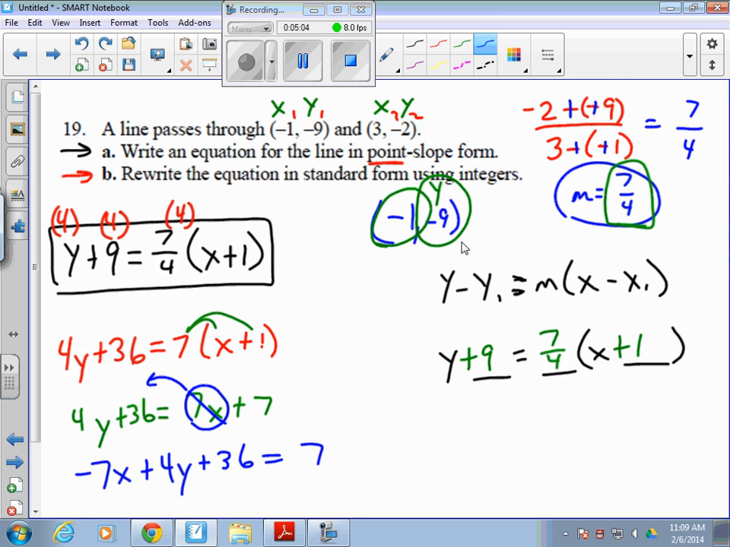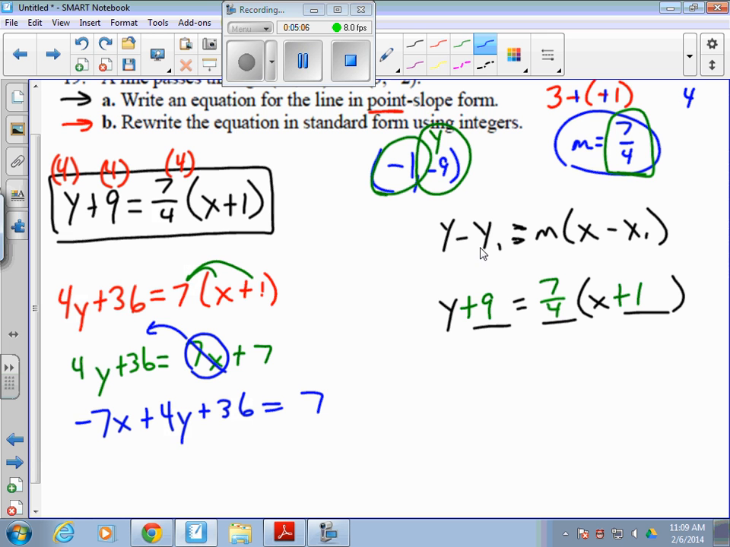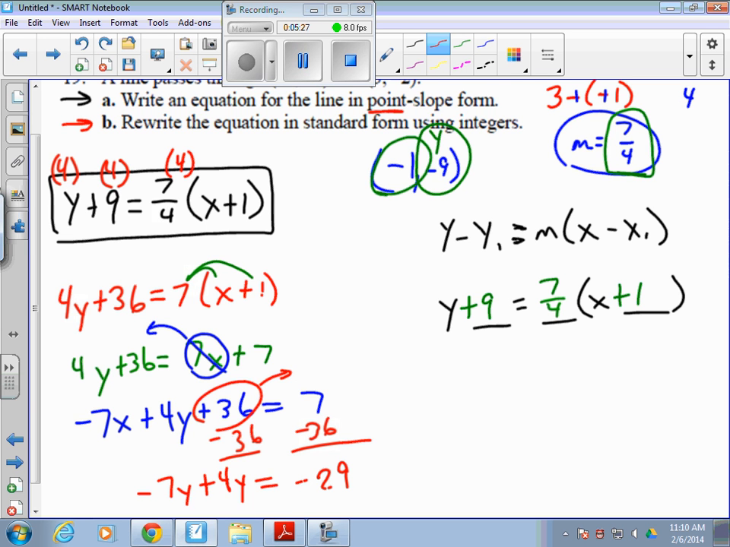Still don't have ax plus by equals c. You've got ax plus by plus something equals c. So we've got to get rid of this plus something and move it over. It says plus 36, subtract it, do it here as well. 7 minus 36 is going to be negative 29. So negative 7x plus 4y equals negative 29. ax plus by equals c. That is standard form.